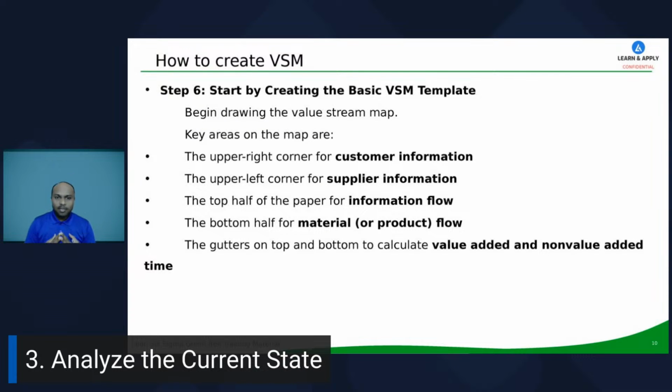There are 2 halves. The top half is what we are going to use for the information, and the bottom half of the paper is what we are going to use for the material or product flow. We can see an example in the next slide. The cutters on the top and bottom are to differentiate value-added and non-value-added activities. Whether the activity we are going to perform is value-added or non-value-added, for that purpose we are going to use the cutter at the bottom of the paper.